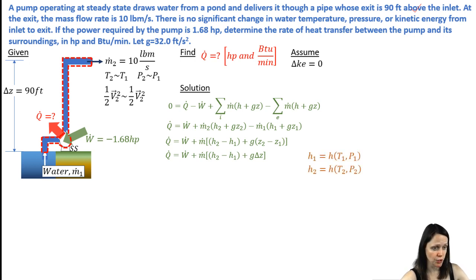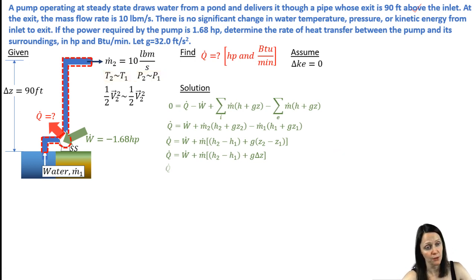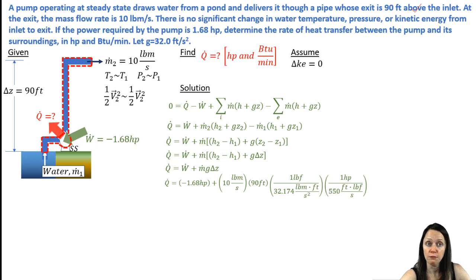Now the H1 and the H2, it's the enthalpy at T1 and P1 and the enthalpy at T2 and P2. But if I look at the problem statement, it tells me that there's not a significant change in the temperature and the pressure. And so if T1, P1 is approximately equal to T2, P2, then H1 and H2 are going to be approximately equal as well. And so those two things, H1 and H2, if they're equal to one another, that's going to just go away. And now it's just a matter of plugging things in, watching my units, and I get negative 0.05 horsepower.